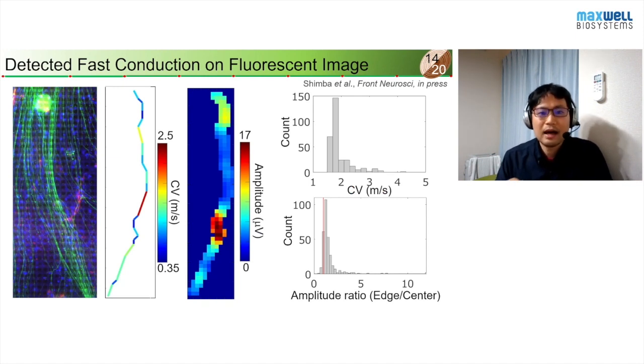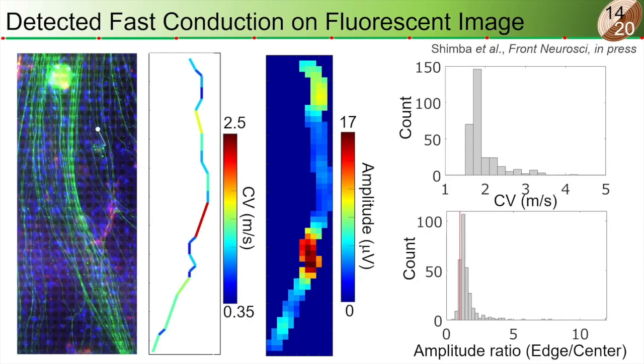In addition, a high-speed segment was superimposed on an immunofluorescent image for the myelin sheath. And in some cases, fast conduction occurred near P0 protein positive segments, indicated with red color in the left panel, suggesting that saltatory conduction occurred. And the conduction velocity in the high-speed segments was around 2 meters per second, more than 5 times faster than the average of entire axons.